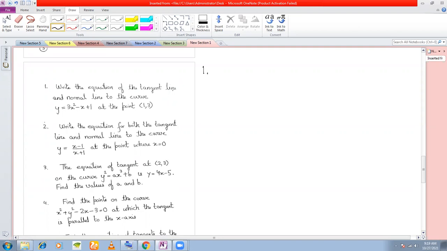The question here is: write the equation of the tangent line and normal line to the curve. The given curve here is y equals 3x squared minus x plus... Observe this example very carefully. If you understand this example, you will be able to understand all the following examples. The given curve is this.